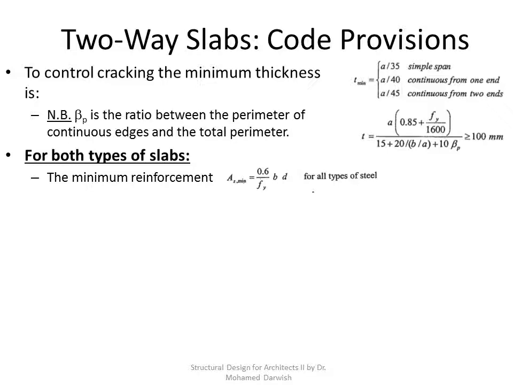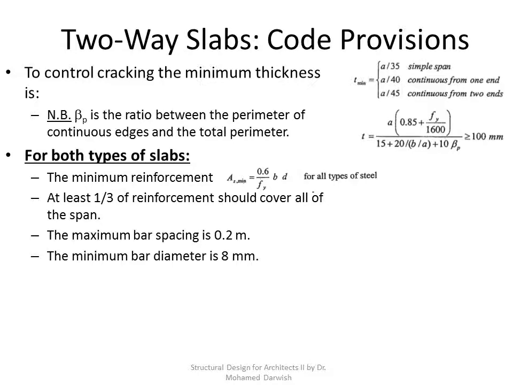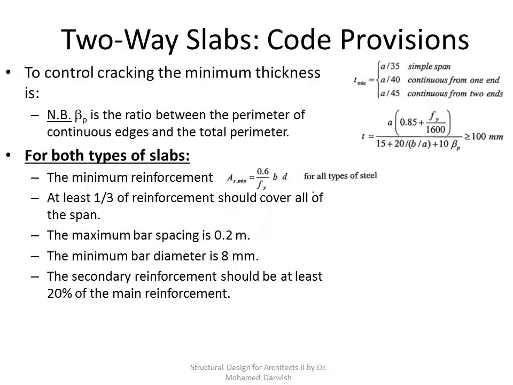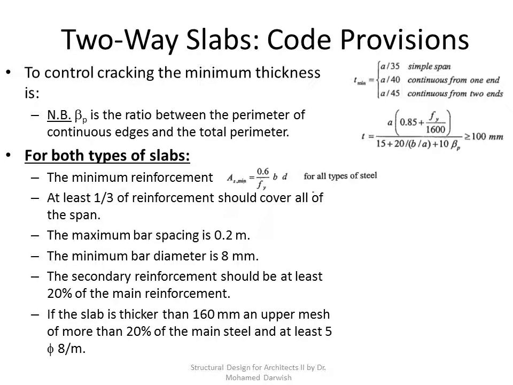The minimum reinforcement for both types of slabs is 0.6 BD over F yield. At least 1/3 of the reinforcement should cover all of the span. The maximum bar spacing is 0.2 meters. The minimum bar diameter is 8 millimeter. So actually, you should always have 5 or more bars per meter width. The secondary reinforcement should be at least 20% of the main reinforcement, and for a slab thicker than 160 millimeter, an upper mesh of more than 20% of the main steel should be applied.